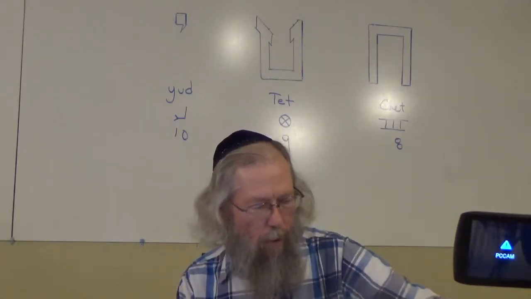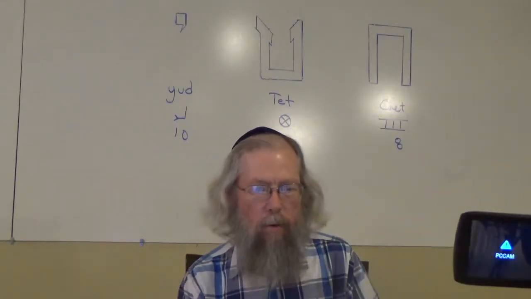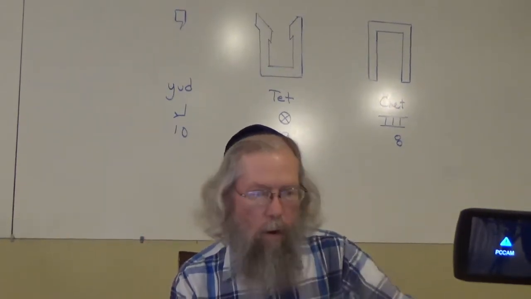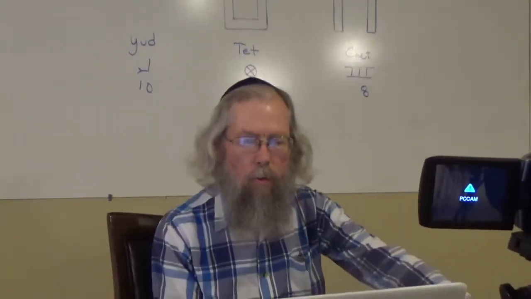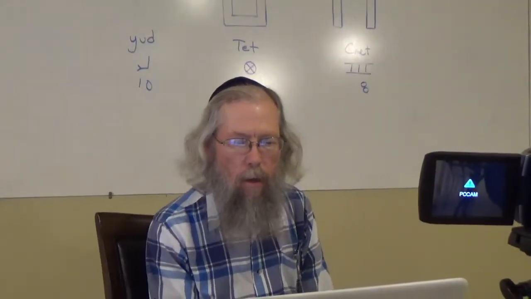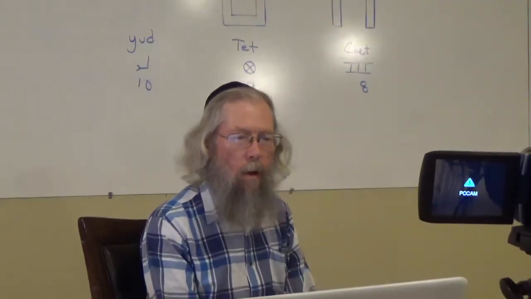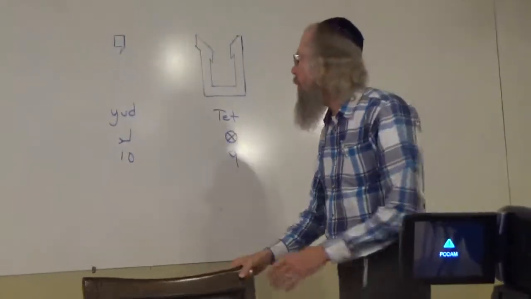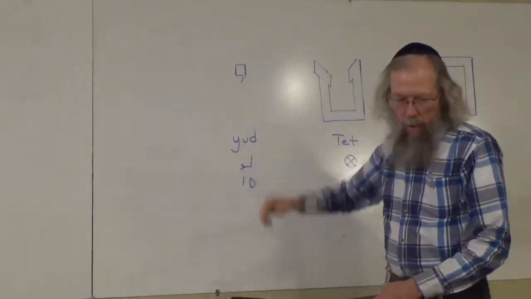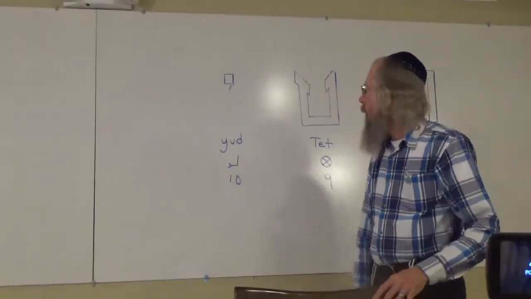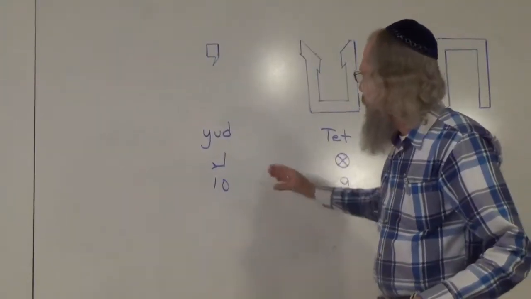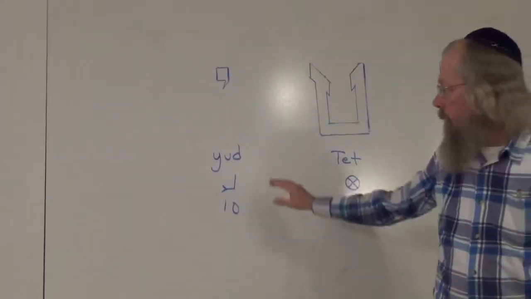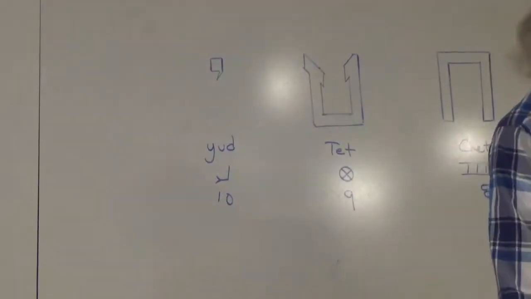This is our beginner's class, and tonight we're studying the letter Chet, and we'll introduce the letter Tet, the eighth and ninth letters of the alphabet. We have our new letter, which is the letter Yud, which is this one here, looks like an apostrophe, and its number is 10. It signifies a hand. We'll get into all of that as we get there.